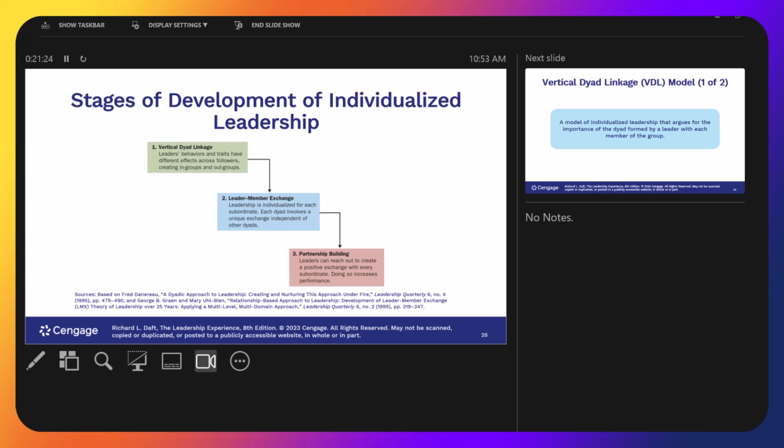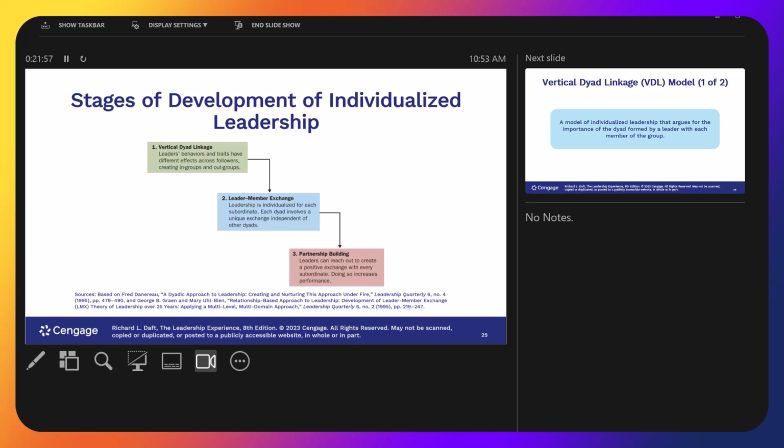Stages of development of individual leadership. So let's look here. Vertical dyad linkage. Leaders' behaviors and traits have different effects across followers, creating in-groups and out-groups. Leader-member exchange. Leadership is individualized for each subordinate. Each dyad involves a unique exchange independent of the other dyads. Partnership. Leaders can reach out to create a positive exchange with other subordinates. Doing so increases performance.